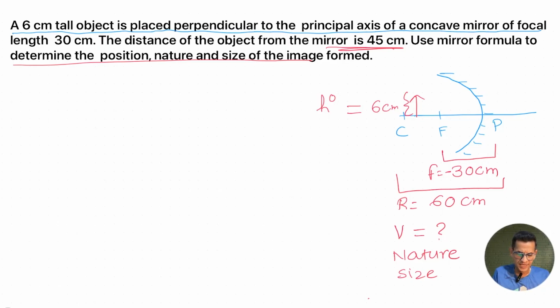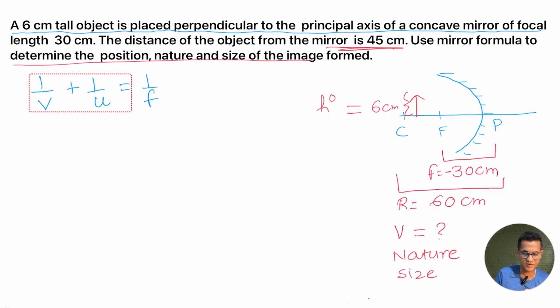So let's start by putting in the mirror formula. The mirror formula is 1 upon V plus 1 upon U is equal to 1 upon F. Now let's shuffle around. We need to find the value of V. So you can either first substitute the values here, or first readjust the formula so that we get V on the left hand side. So we can readjust the formula so that we can find V very easily.